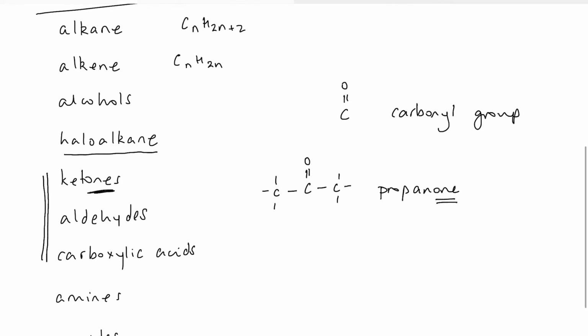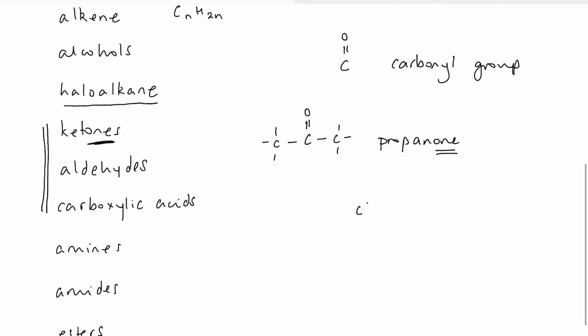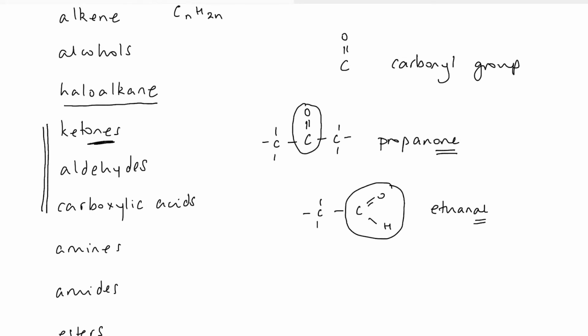In an aldehyde, the carbonyl group is on the end of the chain. So I have C double bond O, and that carbon is also bonded to a hydrogen. This would be ethanal, not ethanol, ethanal. And there is my functional group for an aldehyde. This is my functional group for a ketone.